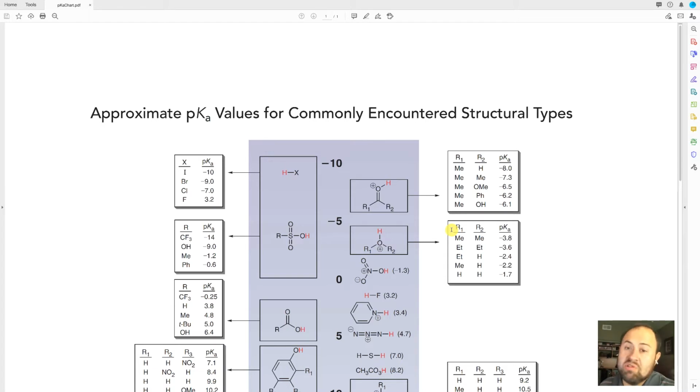It's also, I posted it on Blackboard in several spots, including the old exam section, as well as the old exam material section, as well as the lecture materials as pKa chart. And what it does is, the numbers down the center right here are the pKa values for these structures.